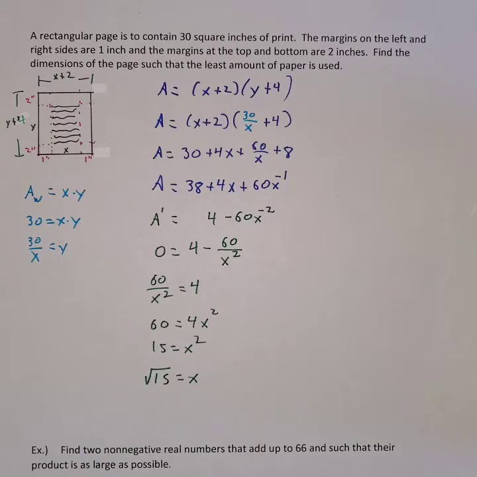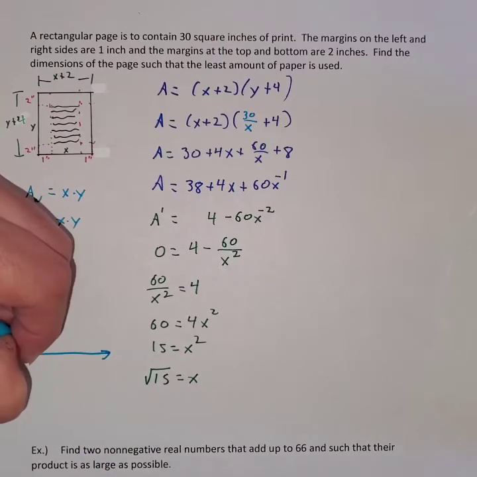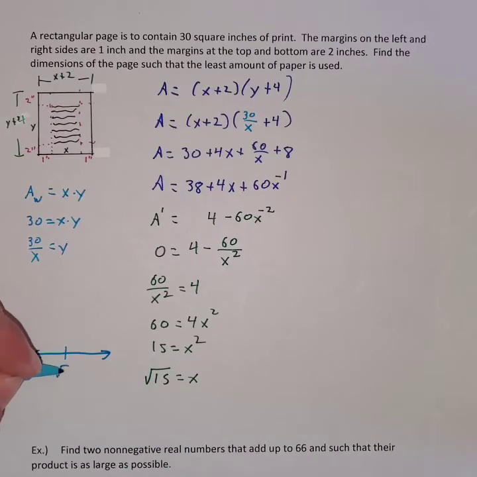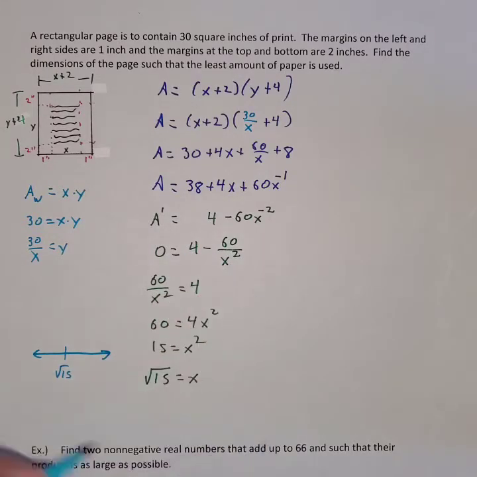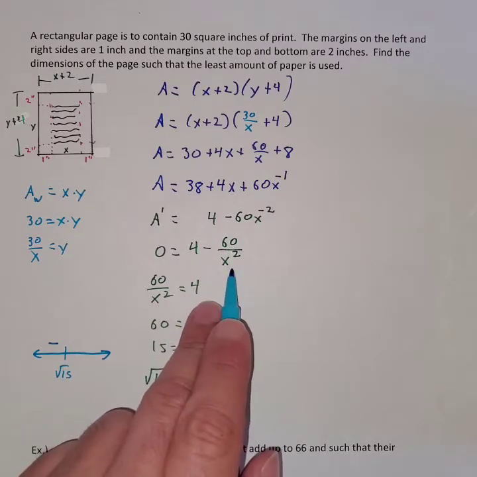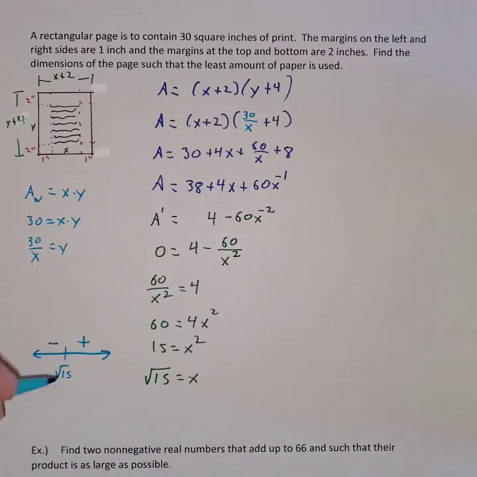I'm going to do a quick sign chart to make sure my numbers work out. I'm going to choose 1 for simplicity. If I put a 1 in, I get a negative. If I choose a bigger number, 5, I would end up with a positive number. So that is going to be a minimum here. So when X is square root of 15, the total amount of paper used will be at a minimum.